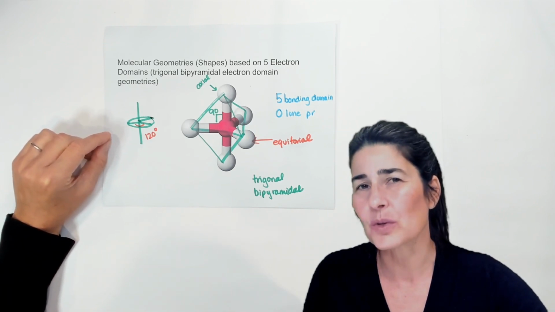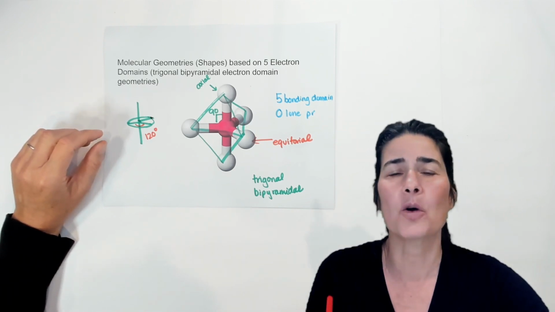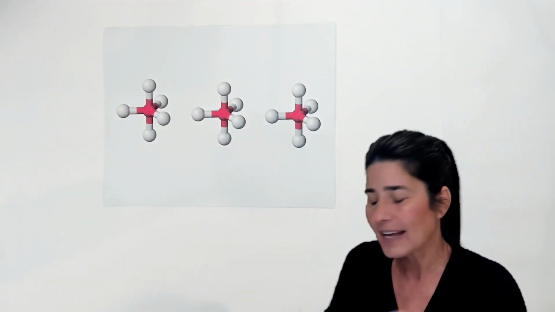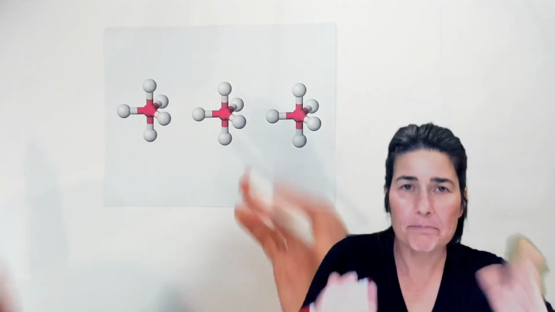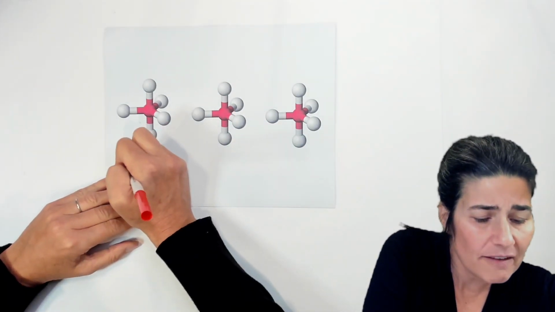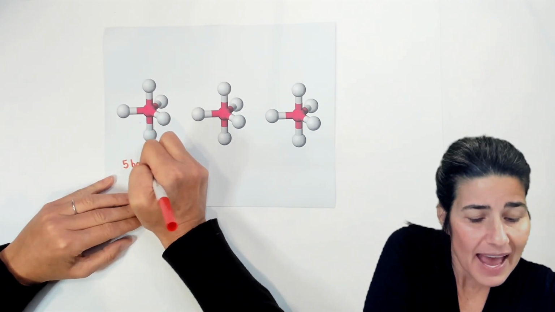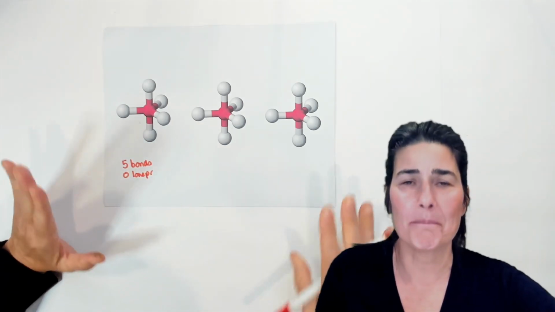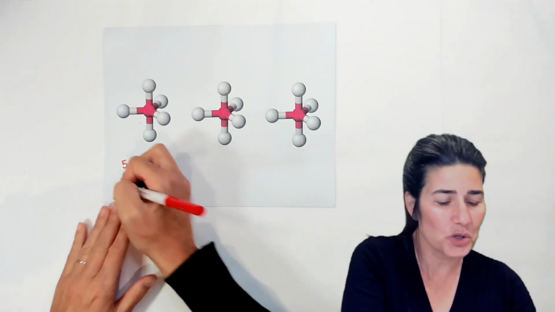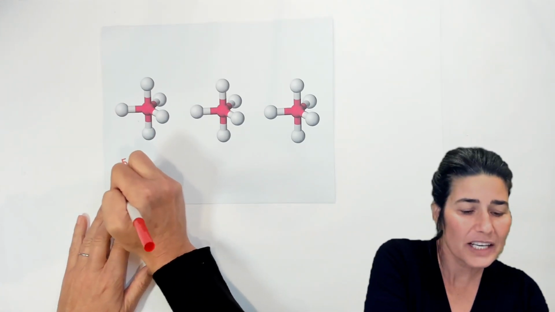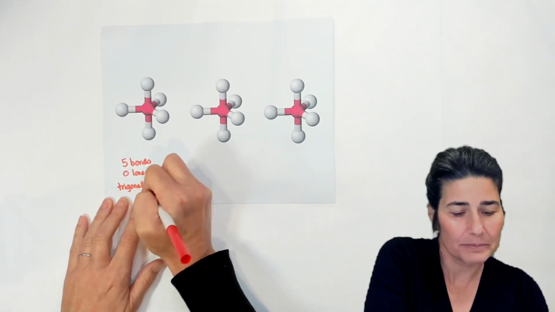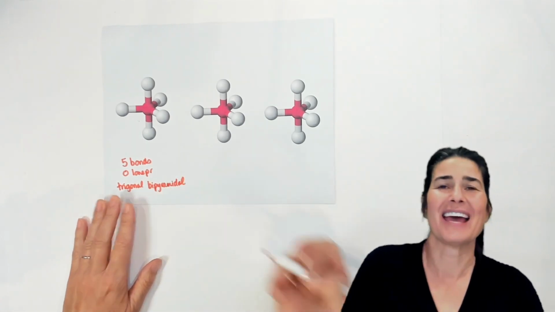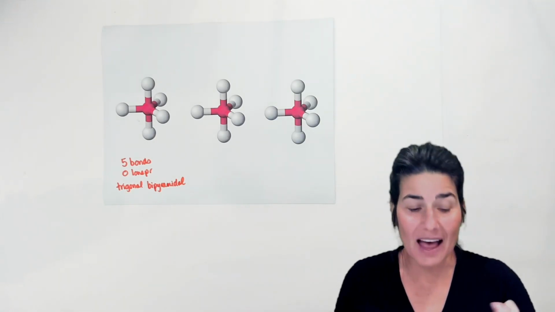So let's go through the different geometries where we put lone pairs on the roomy equatorial positions. So let's go ahead and start out with the beginning structure. If we have 5 bonds and 0 lone pairs, then the geometry matches the electron domain geometry, and we call that trigonal bipyramidal. Okay, now let's go through variations where we have lone pairs.